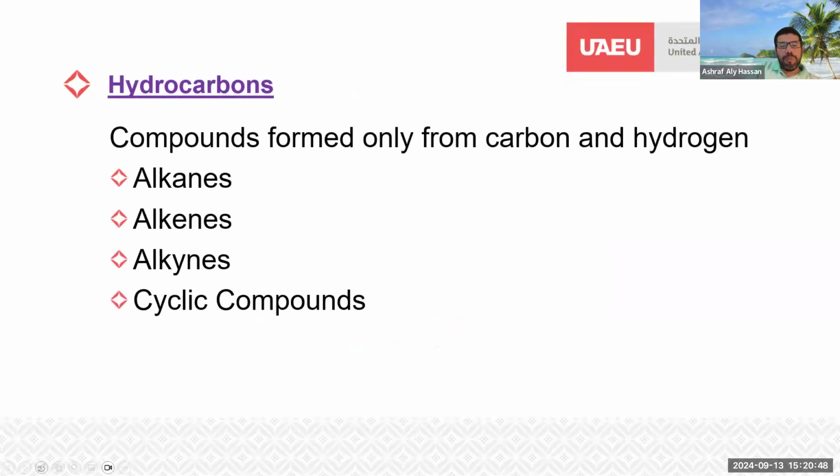Hydrocarbons are compounds formed only from carbon and hydrogen. So they could be in the form of number 1, alkanes; number 2, alkenes; number 3, alkynes; and number 4, cyclic compounds. And let's start with the first one, the alkanes.